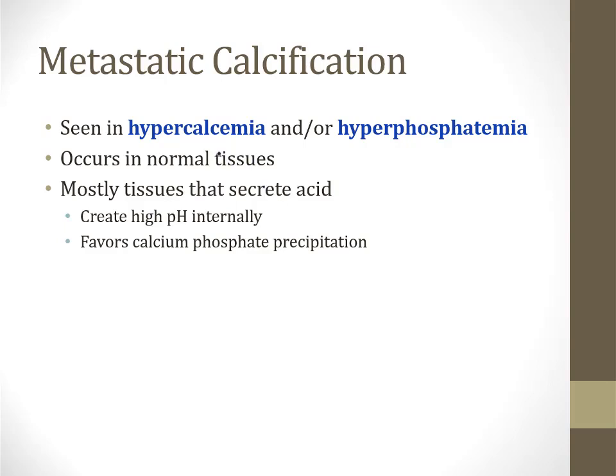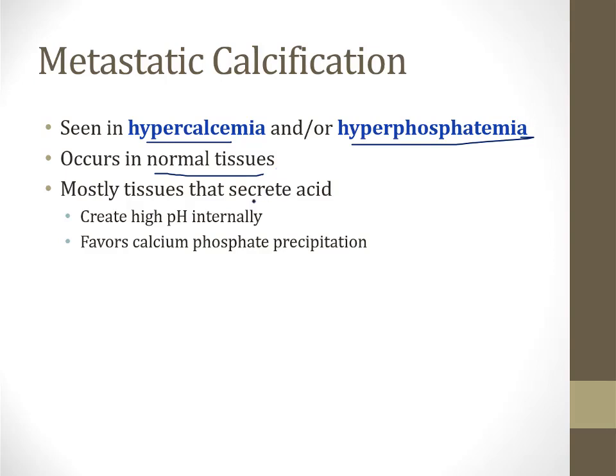This is seen only in patients who have hypercalcemia and/or hyperphosphatemia. What happens is the calcium and/or phosphate levels get so high that calcium and phosphate bind together and deposit in normal tissues. So in contrast to dystrophic calcification, this form of calcification can be seen in normal tissues.